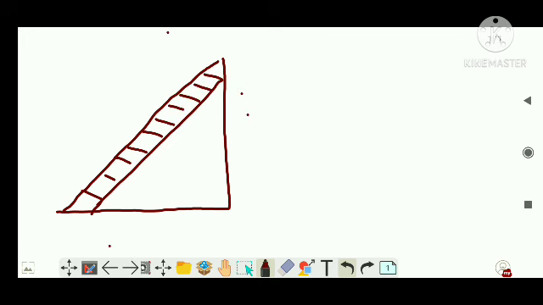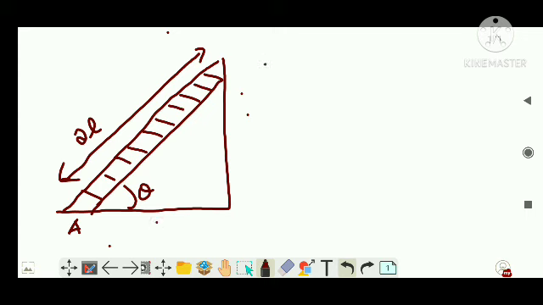See guys, I'm going to give an expression only, numerical type questions can come up, right? So I'm just giving expressions for it. So let's say the ladder is 2L length, it is at angle theta, right? Let's name this point A, right? Both of them are rough surfaces, right? Now let's say that initially it is at equilibrium, right? So anything can be asked. I'm going to give just the expressions, clear?